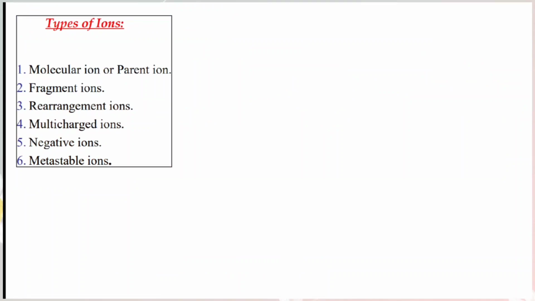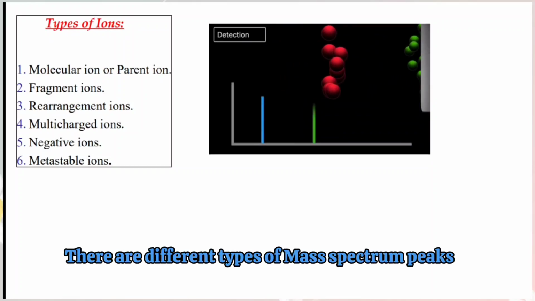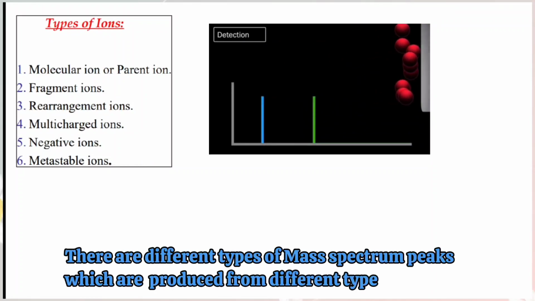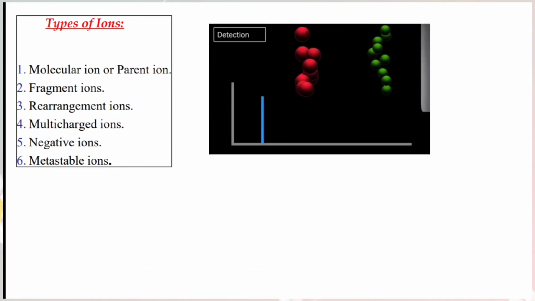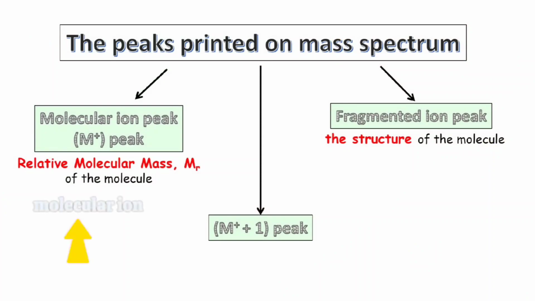In this topic, students need to know the basic information of mass spectrum. There are different types of mass spectrum peaks which are produced from different types of ions. However, in the STPM syllabus, students are only required to know molecular ion, fragmented ion, and M+1 ions.